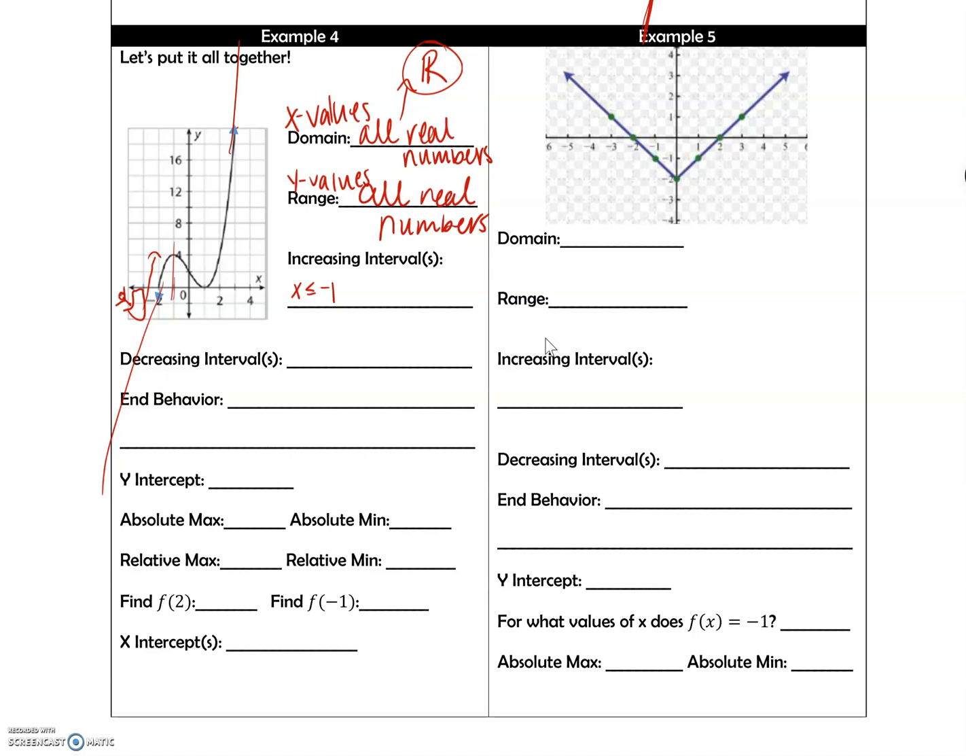Once we get to negative 1, we're going wee, and we decrease to positive 1. So from negative 1 to positive 1, we are decreasing. And then from positive 1, we're going back up again. So we're increasing again from positive 1 to infinity.